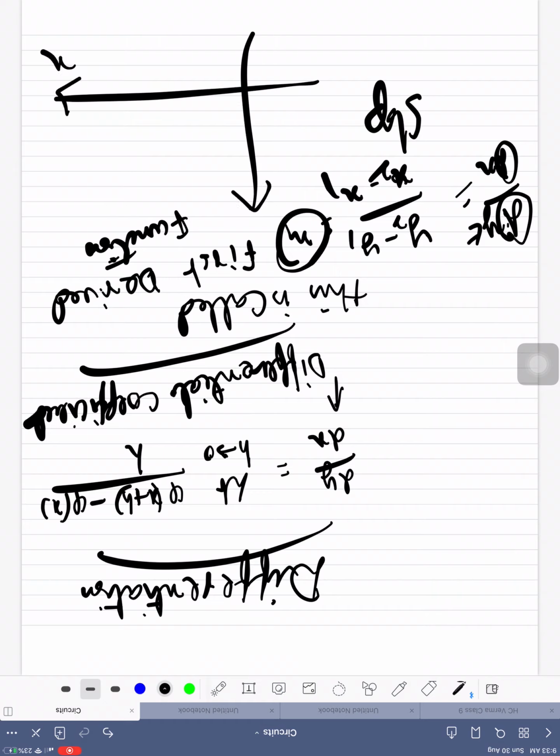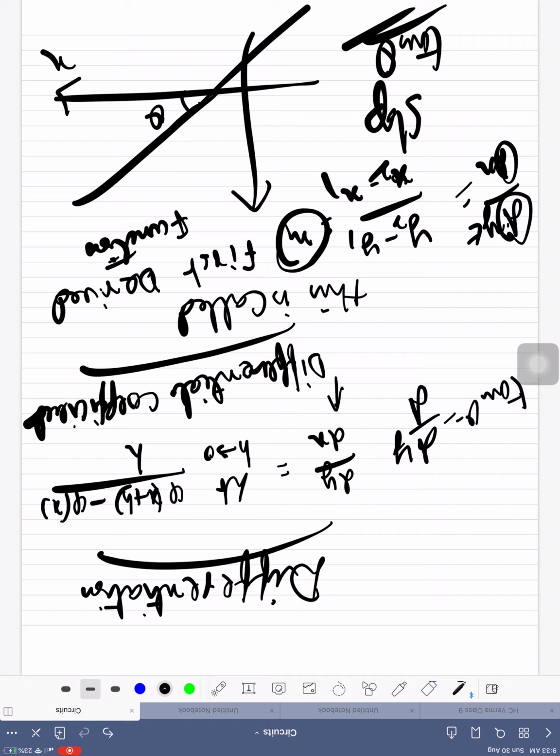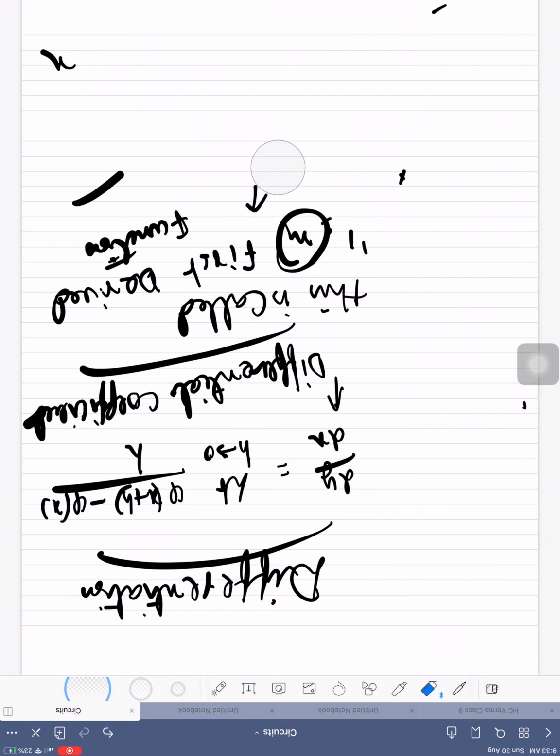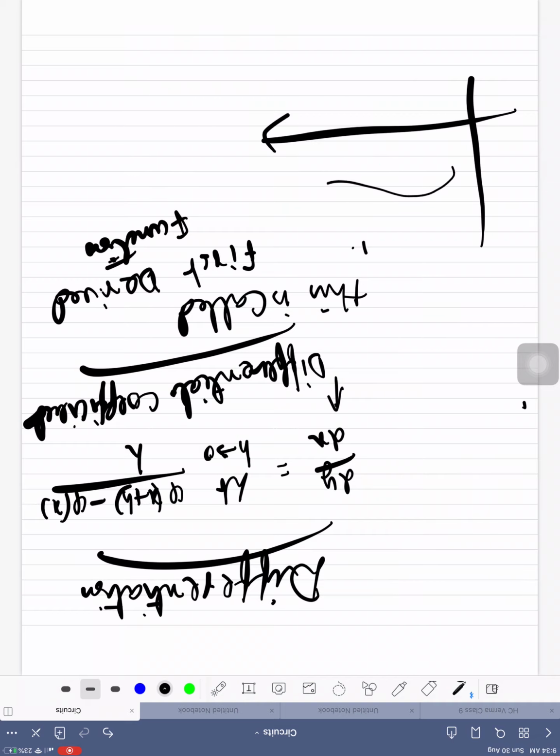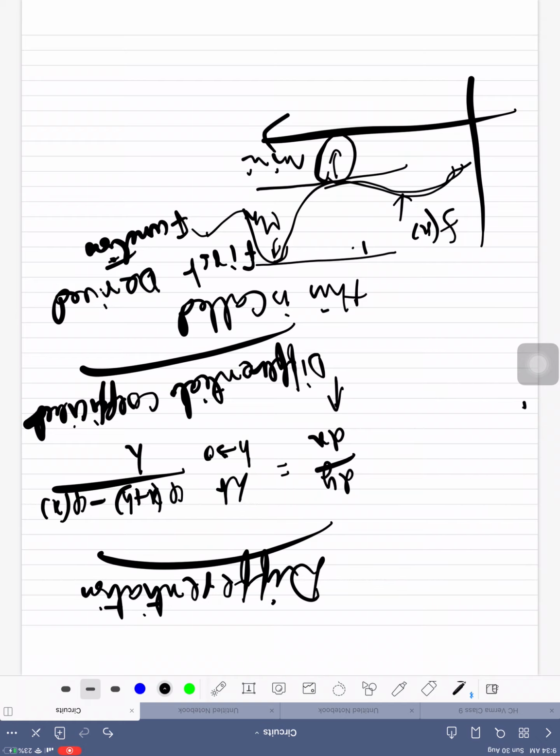If you draw, what is the slope here? Tan theta. Got it? So tan theta equals dy by dx. Suppose there is a curve. If you draw a tangent to the points, this is the upper limit, this is the lower limit. So for this curve f of x, this is the minimum point, this is the maximum point. In some cases you will find minimum and maximum.